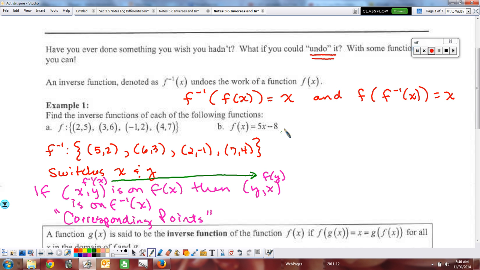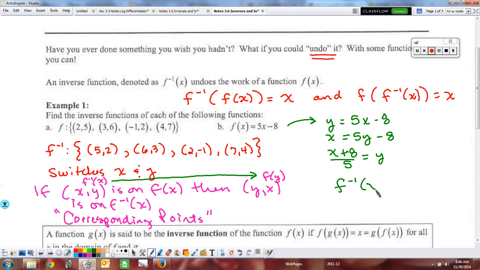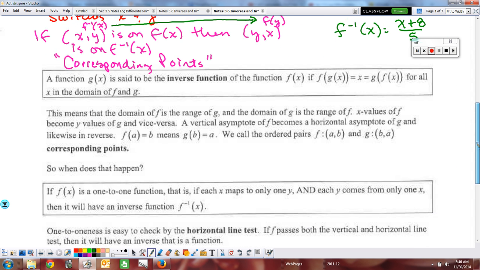Since switching x and y is how we find the inverse, if I wanted to find the inverse of the simple linear function, y equals 5x minus 8, switch x and y, solve for y, (x plus 8) over 5, and then rename it as the inverse, f inverse of x equals (x plus 8) over 5. All right, just a quick review of inverses.